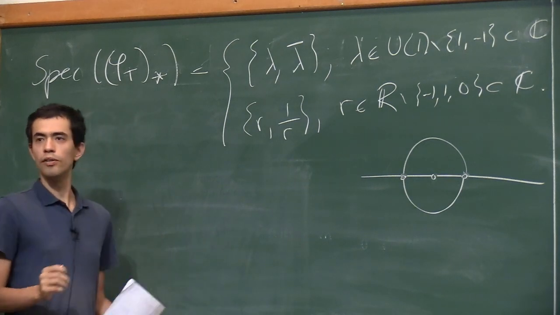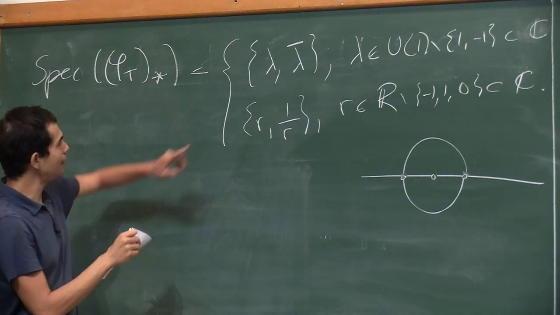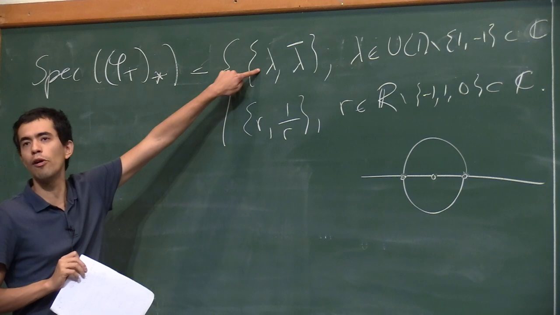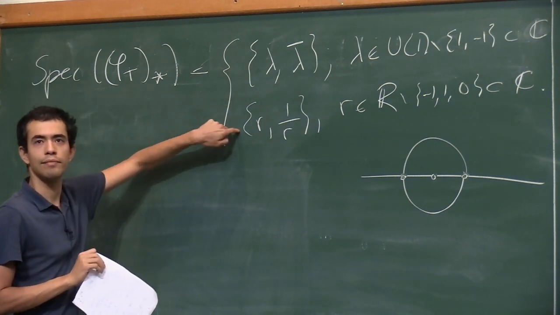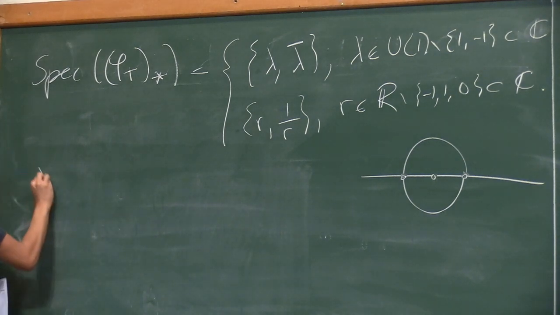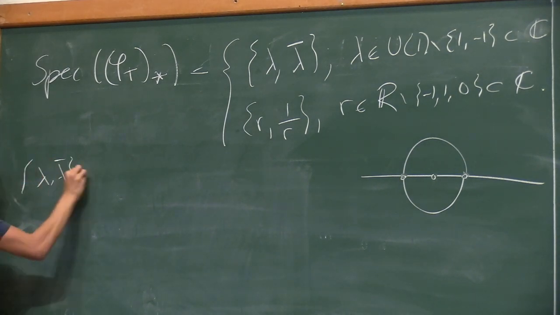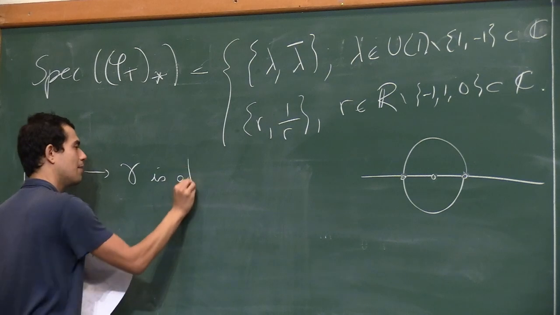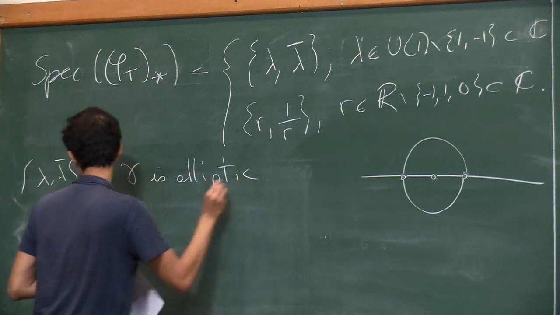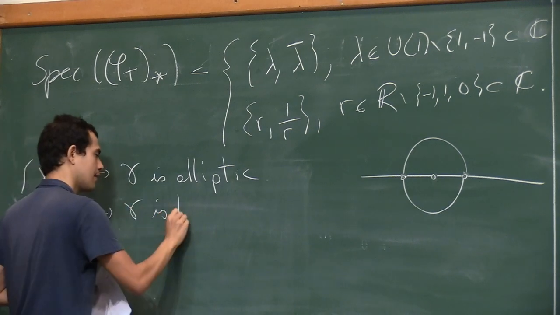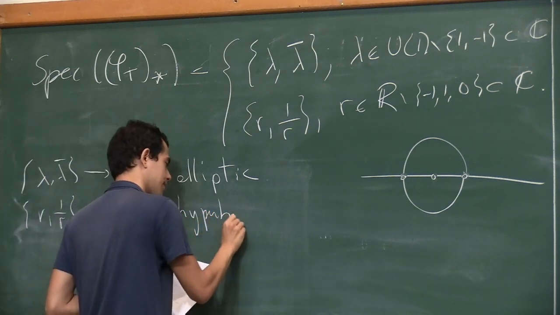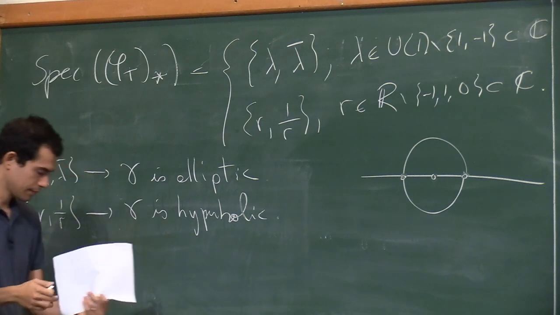And as Joe told you about, if this happens, you say the Reeb orbit is elliptic, and if this happens, you say the Reeb orbit is hyperbolic. So the first situation, lambda and lambda bar, you say gamma is elliptic, and R and 1 over R, you say gamma is hyperbolic.